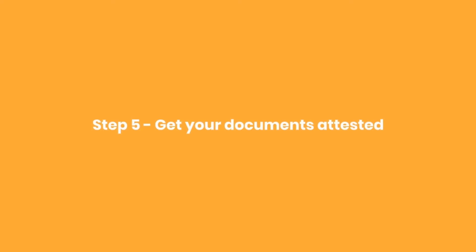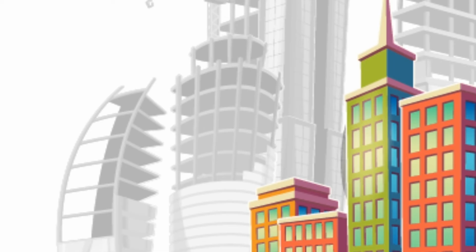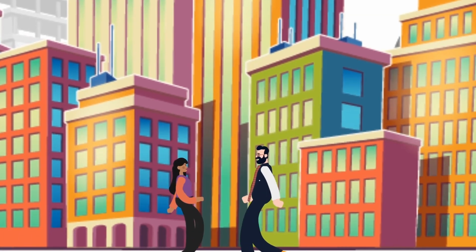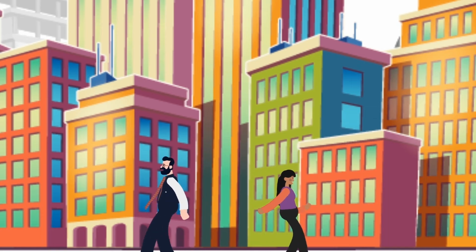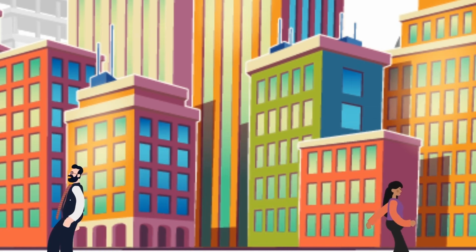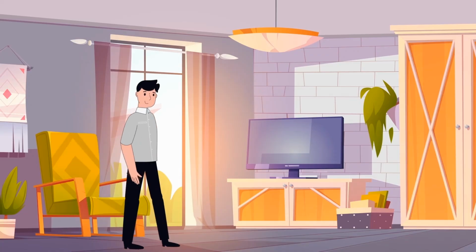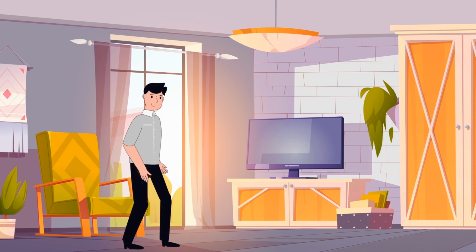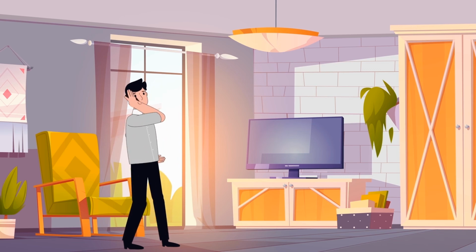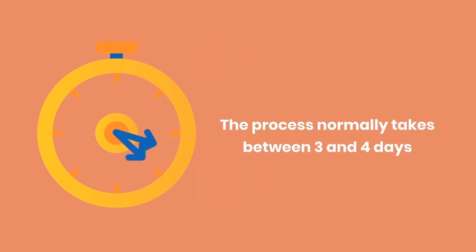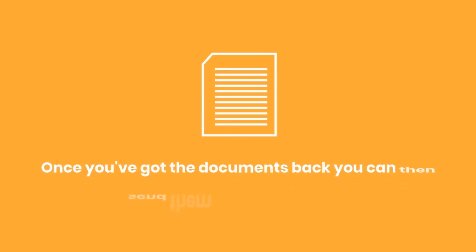Step 5. Get your documents attested. Take all your legalized documents to the embassy or consulate of the country you wish to teach in nearest to where you live. It may be an idea to phone the embassy to inquire if the documents can be sent by post, or whether you must present them in person. The process normally takes between 3 and 4 days. Once you've got the documents back, you can then send them to your employer.